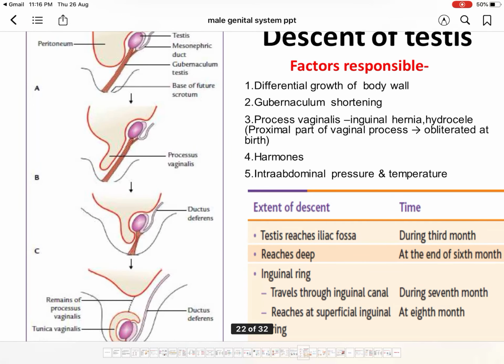So during the third month, iliac fossa, then deep ring during the 6th month, then inguinal canal during the 7th month, then superficial ring during the 8th month, and in the 9th month, where will it go? To the scrotal region.